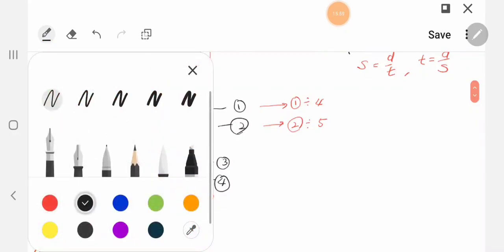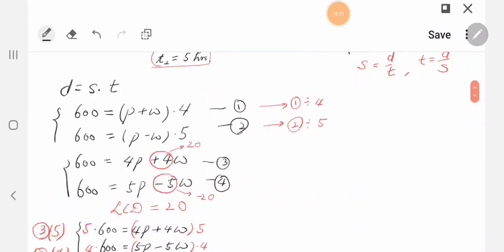All right, then 600 divided by 4 is 150, right? So 150 is equal to P plus W. And then 600 divided by 5 is 120, is equal to P minus W, right? We are doing another approach, because 600 is divisible by 4 and 5, we don't have to distribute P and W. P plus W, P minus W.